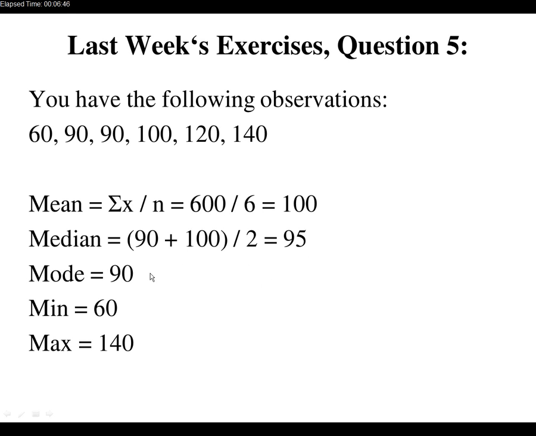The mode, what do we have more of than anything else? We have two 90s and only one of each of the others, so 90 is the mode. The minimum is 60 and the maximum is 140.